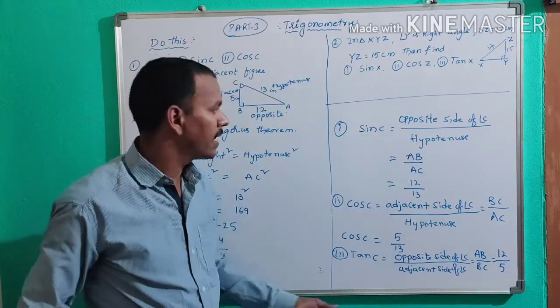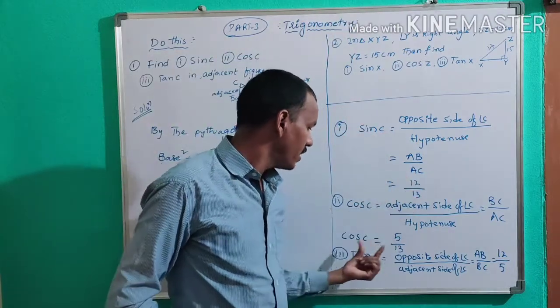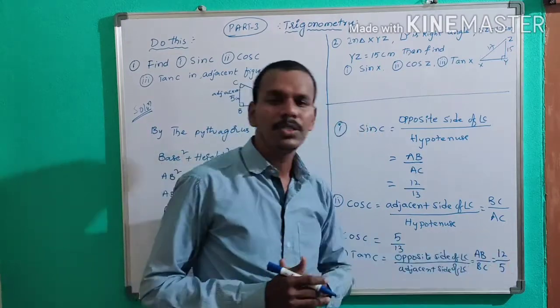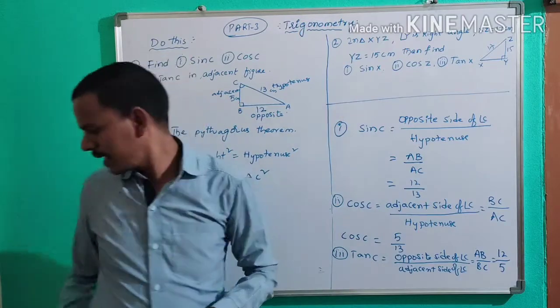So from that we are getting sin C is equal to 12 by 13, cos C is equal to 5 by 13, and tan C is equal to 12 by 5. It is the first problem. Now go to the second problem.